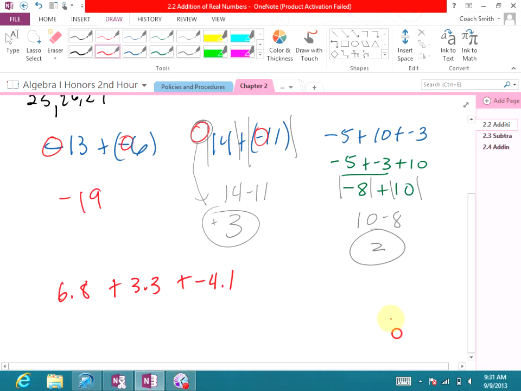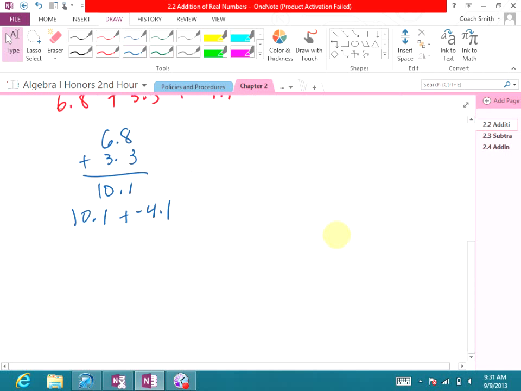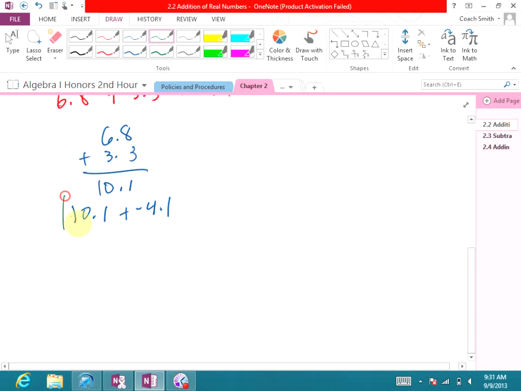All right. On this one, you obviously take the 6.8 and add the 3.3 to it, giving you 10.1. And when you rewrite it, that gives us 10.1 plus negative 4.1. Okay. I have a positive and a negative, so I got to take their absolute values and subtract them. So it gives me 10.1 minus 4.1, which gives me 6.0, so my answer is 6. Okay? All right.